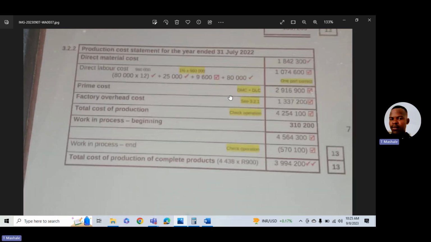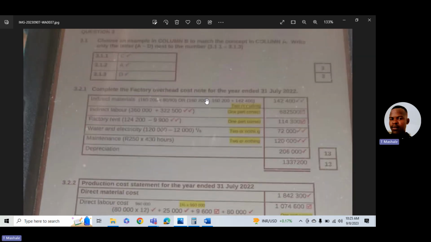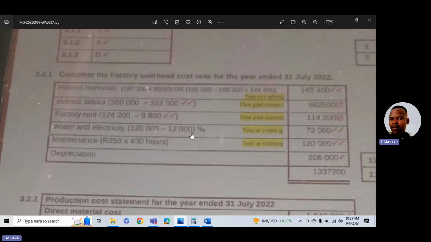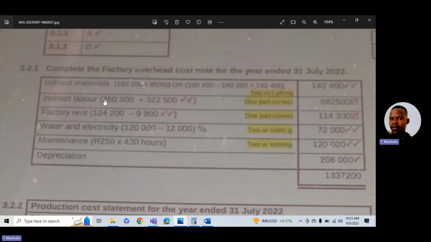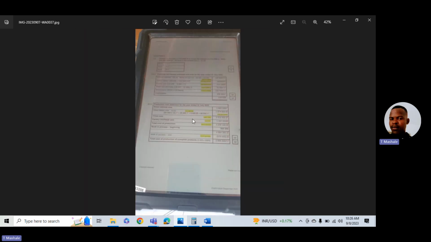So this is the indirect labor that we should confirm. They say they have the indirect material there, and then number 2 is the indirect labor. The amount in brackets there is 360,000, then they add 322,500, which gave them 682,500. So we're just going to verify that now.